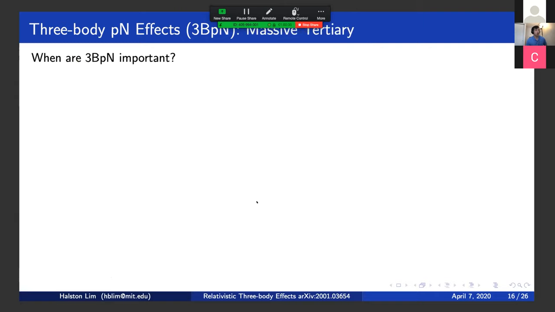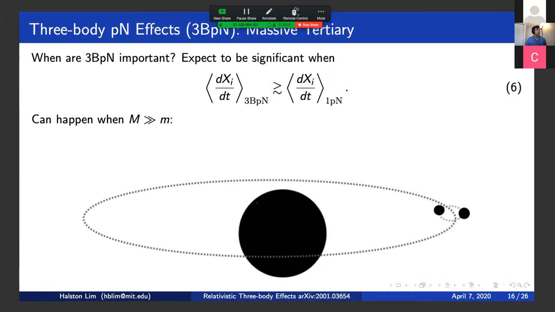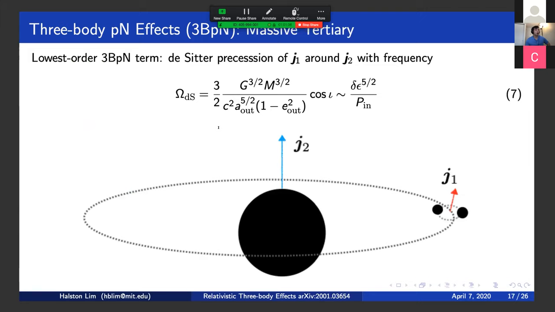All right, great. So when would we expect these three-body PN effects to be important? Well, we would expect them to be important when the secular effect from these three-body PN effects is at least comparable to the 1PN precession effect. So one regime where this could happen is when you have a supermassive black hole and you have an inner binary that's in orbit around it. So the total mass is much greater than the inner binary's mass.